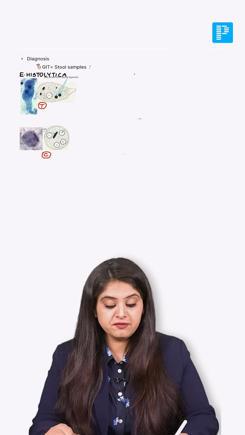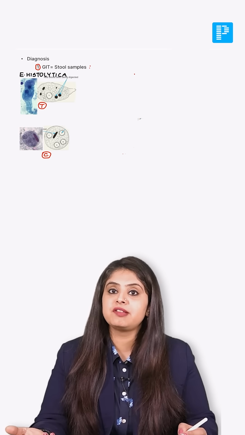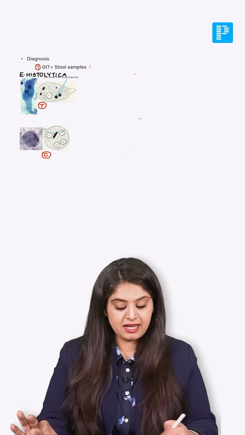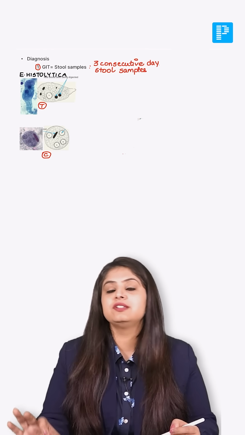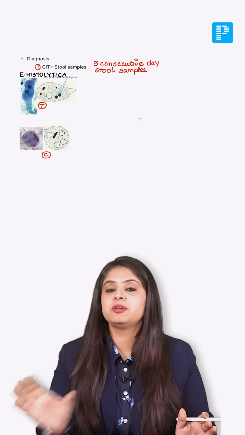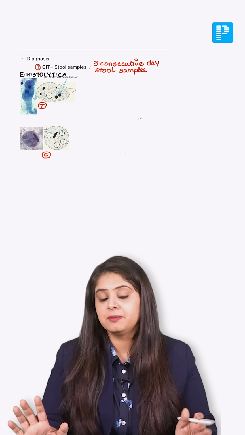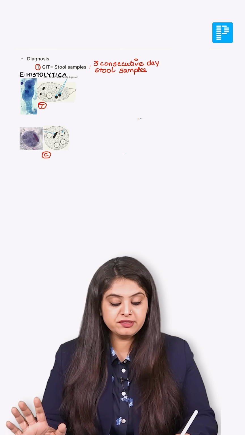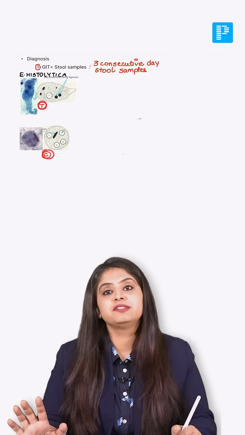For the diagnosis, the first sample that I will take will be a stool sample, and the clinical rule is that I have to take a 3 consecutive day stool sample before I rule out this. So 3 days consecutively ask the patient to get his diarrhea sample to your lab. In the stool sample, either you can see the trophozoite of this or you can see the cyst form.